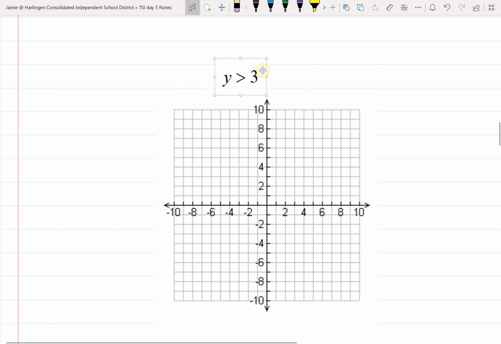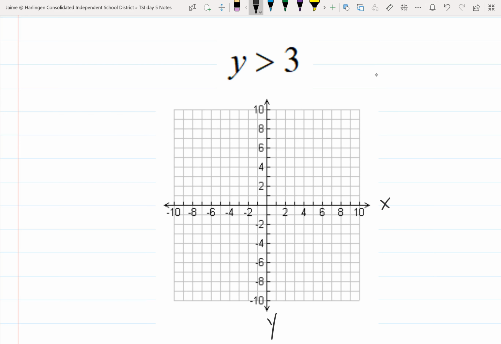Our last graph. Y is greater than 3. So on the Y, go to the 3. Make a dot. 1, 2, 3, right there. Now, is there a line on the bottom here? No, which means our line would be dotted. And the y lines go side to side. So make a horizontal line, but dotted, or slashed, whatever.